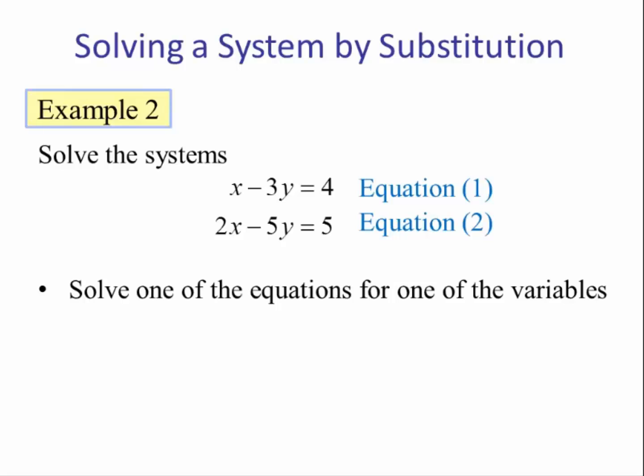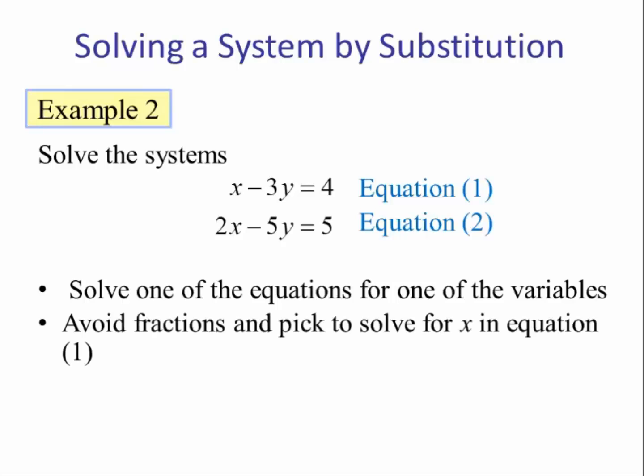If you recall, the first step is to pick an equation and solve for either x or y. The easiest equation to use would be the first equation, solving for x, because it has a coefficient of 1. When we have a choice, we want to solve for the variable that has a coefficient of 1. This ensures that we will stay away from fractions. So we're going to solve for x in equation 1.